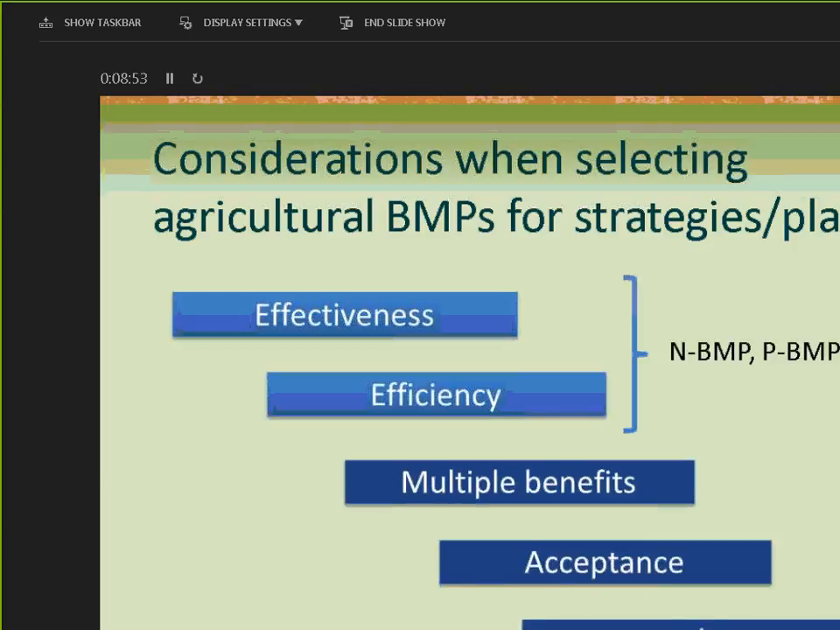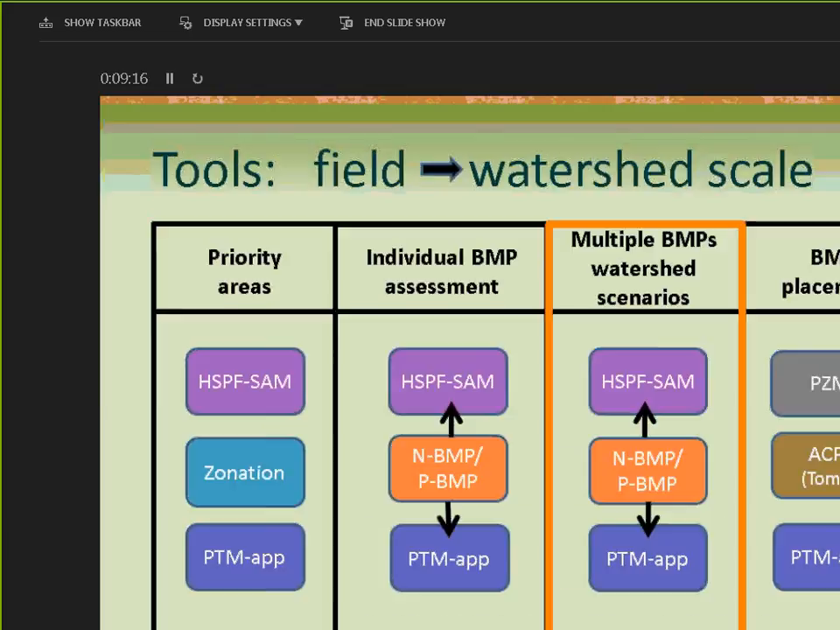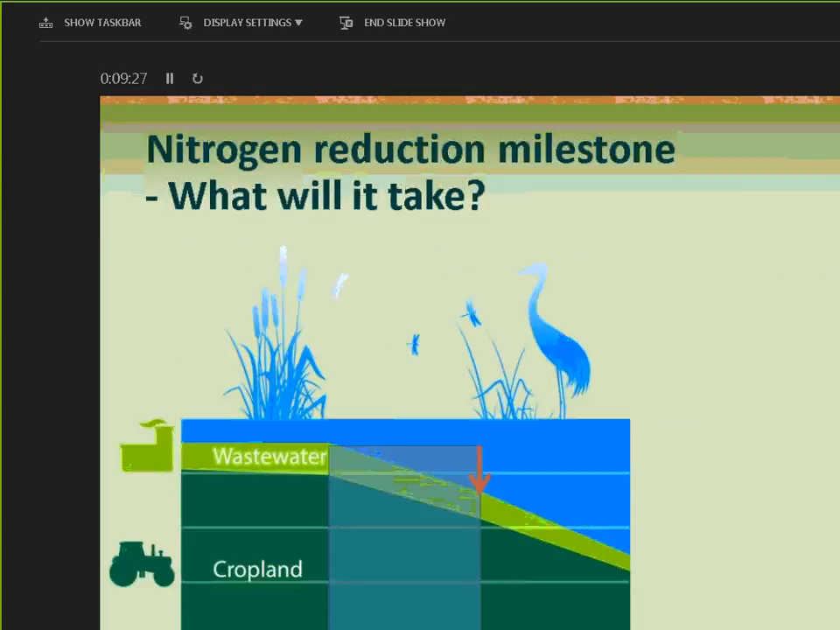So for multiple benefits, often we can't justify these BMPs on nitrogen alone or phosphorus alone, or even nitrogen and phosphorus combined. But when we start to look at sediment, pesticides, soil health, air quality, habitat, and groundwater, then that's when they start to seem more affordable.